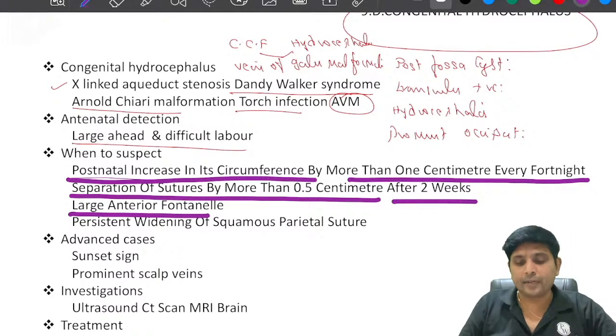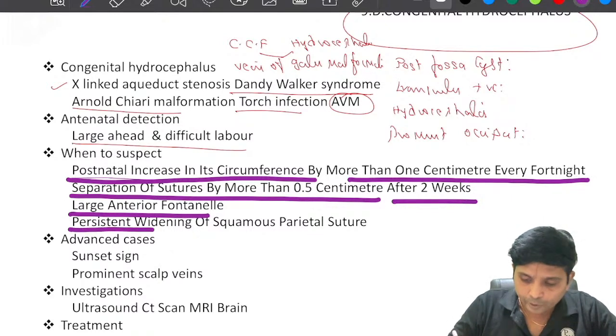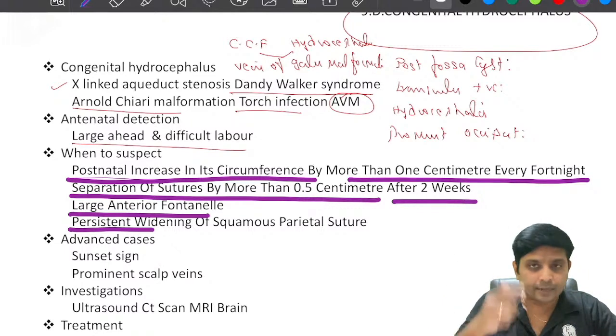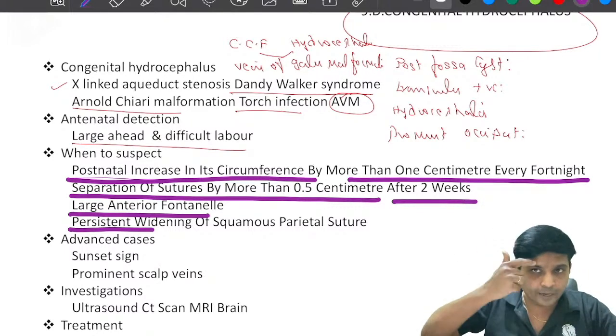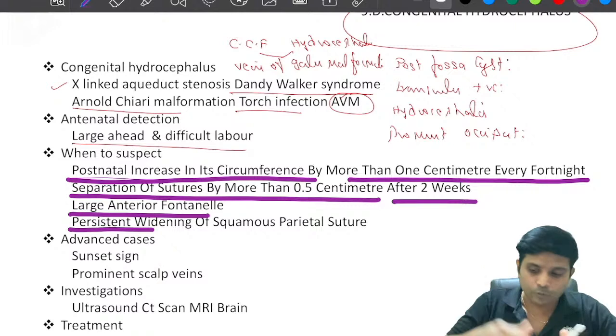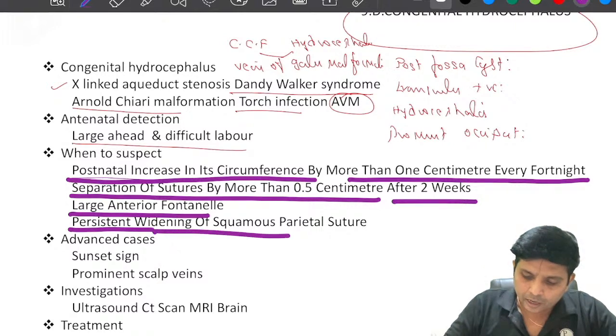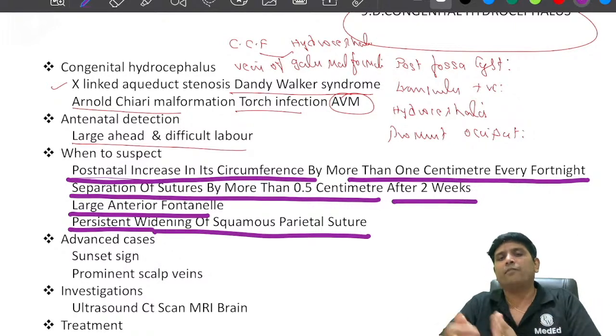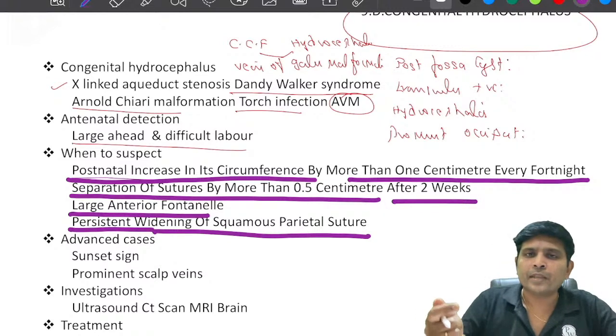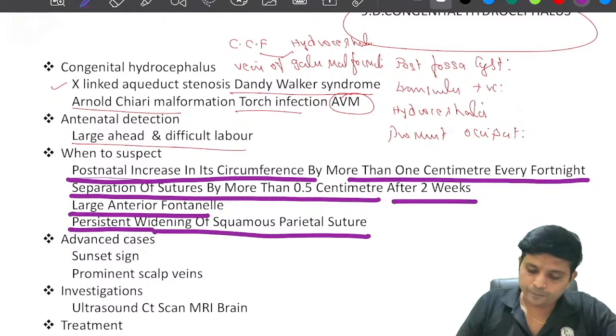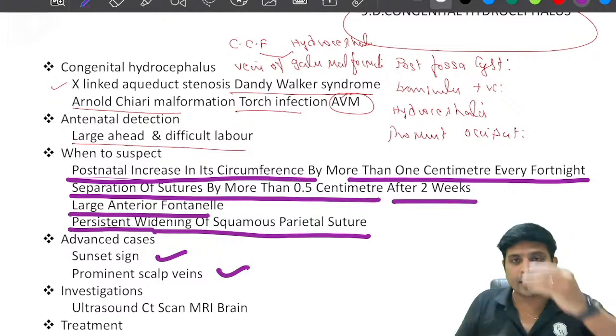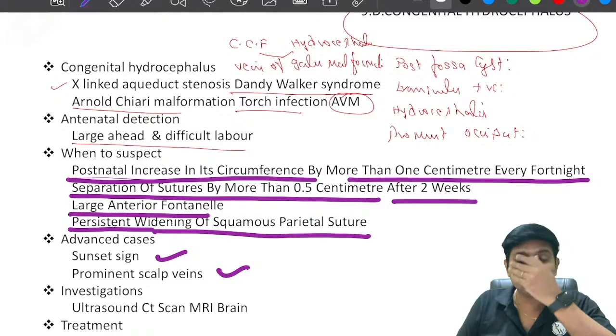It can happen in many conditions. Look here, persistent widening of the squamoparietal suture. This is squamous and this is parietal. Persistent separation of the squamoparietal suture. Whenever you see these findings, you need to suspect aqueductal stenosis. In advanced cases, you have sunset sign and prominent scalp veins.